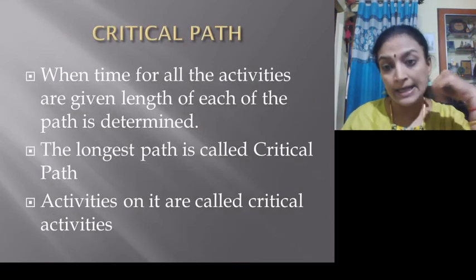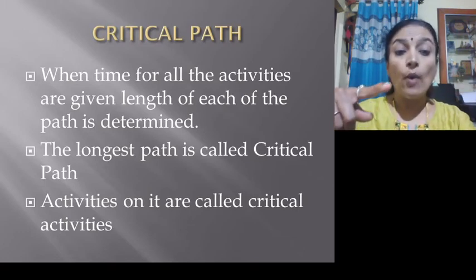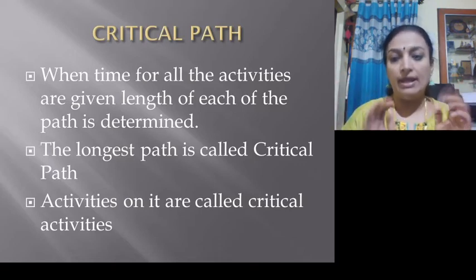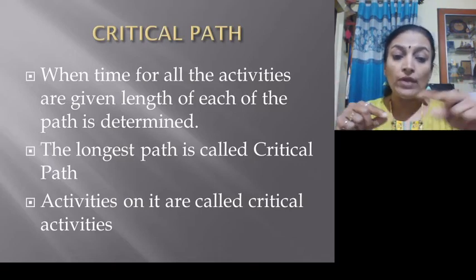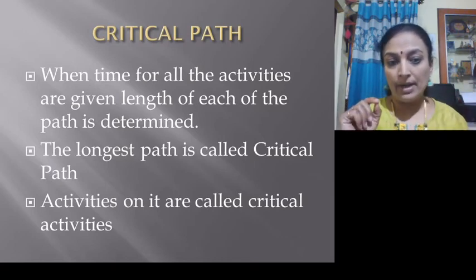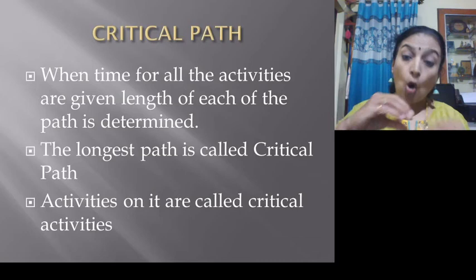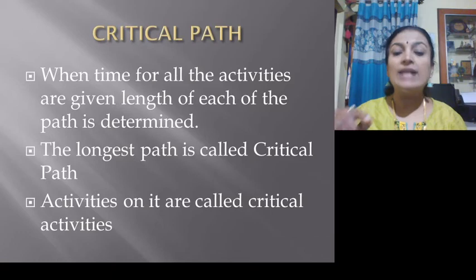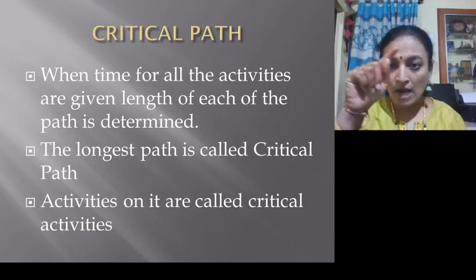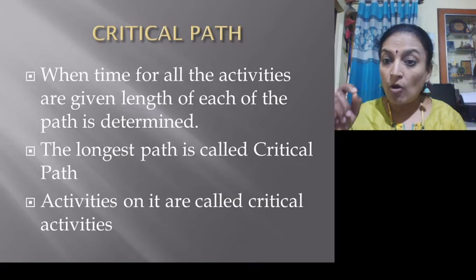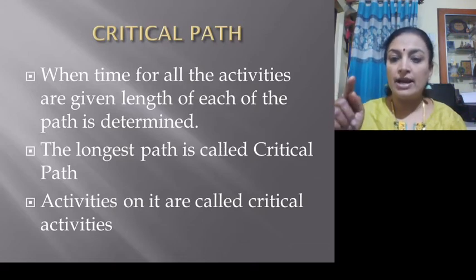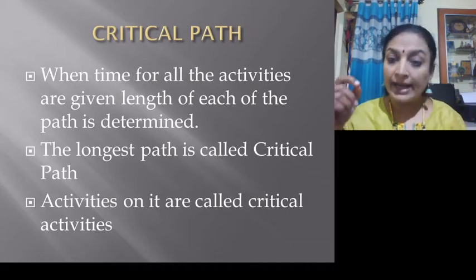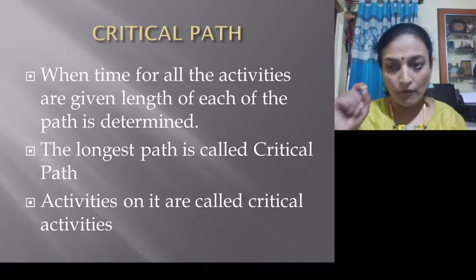Then what is this critical path? See here, when the time for all the activities is given, then the length of each of the paths is determined. The longest path, that is called the critical path. So in the diagram, just observe which is the longest path and decide that this is the critical path. Activities on it are called critical activities. I hope you have followed this.